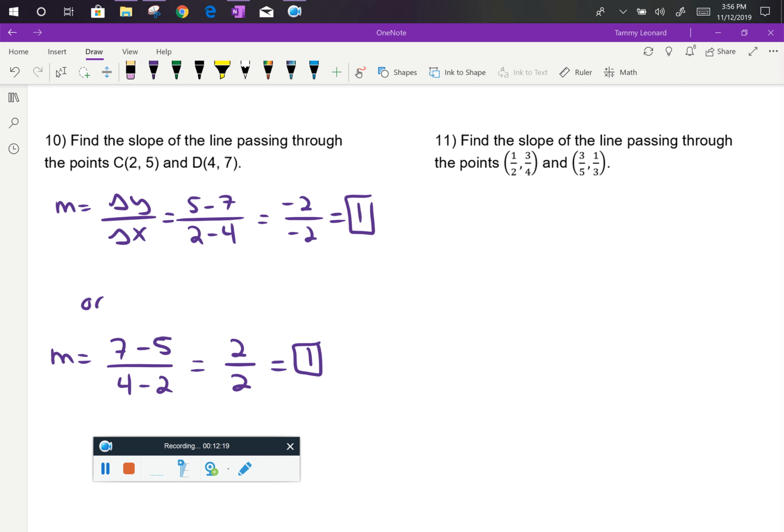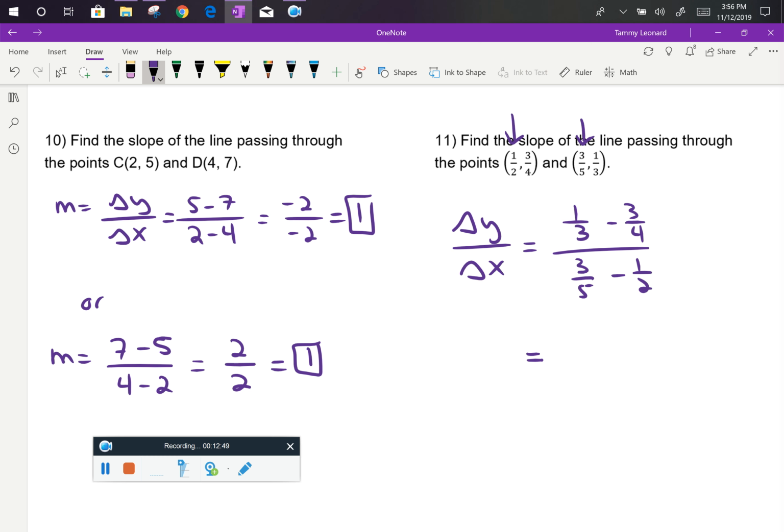Now don't get scared by number 11. Just because there's fractions doesn't mean it's a problem. We do the work the very same way. So I'm going to choose to start here. I'm going to say that my change in y over my change in x has 1/3 minus 3/4. There's my y values. And then going in the same order, 3/5 minus 1/2.